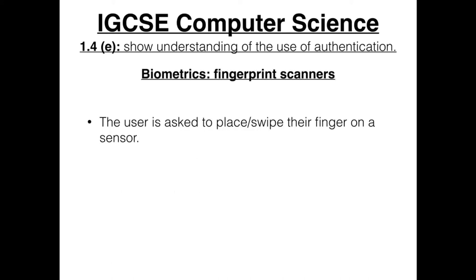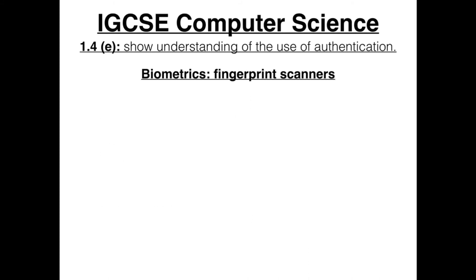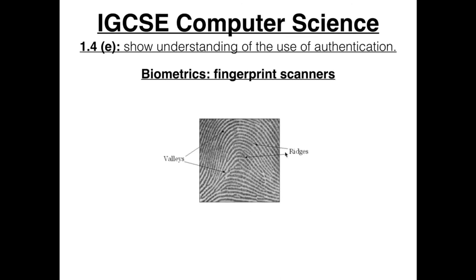The user is asked to place or swipe their finger on a sensor. The image of their fingerprint is then compared with a stored image of their fingerprint. This is done by software looking at patterns of ridges and valleys. If they match, the user is granted access. And if they don't, of course, they're not granted access. In case you're wondering what ridges and valleys are, these are ridges, those little things here. And valleys are those weird thingies here.